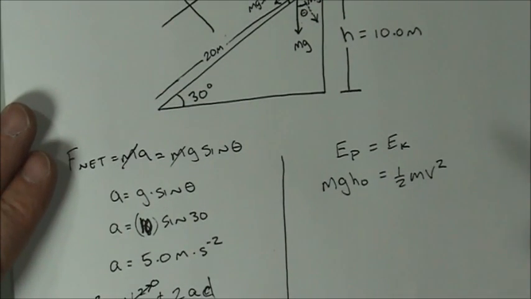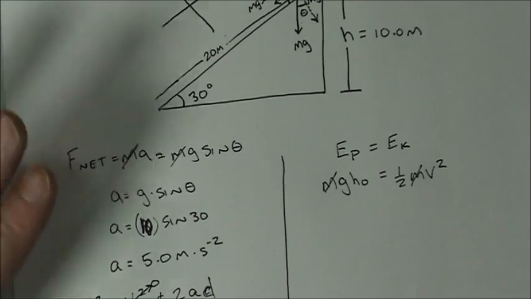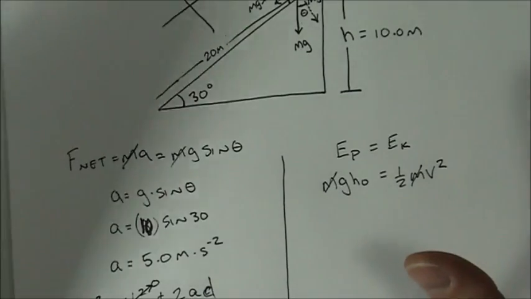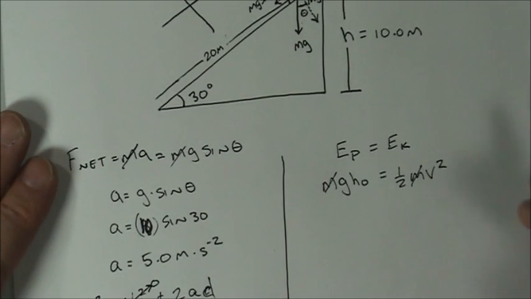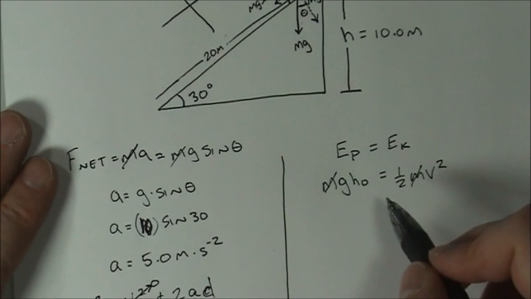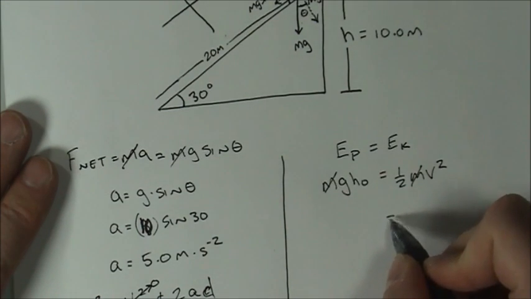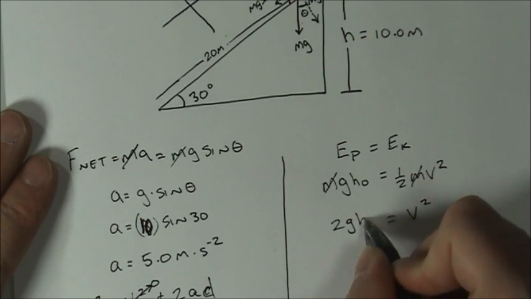And just like we saw in the previous equation, the mass will not matter. Does not matter what the mass of the object is. In fact, I've never said what the mass of this object is. And so now I can solve for the missing v by saying that v squared is equal to 2gh naught.